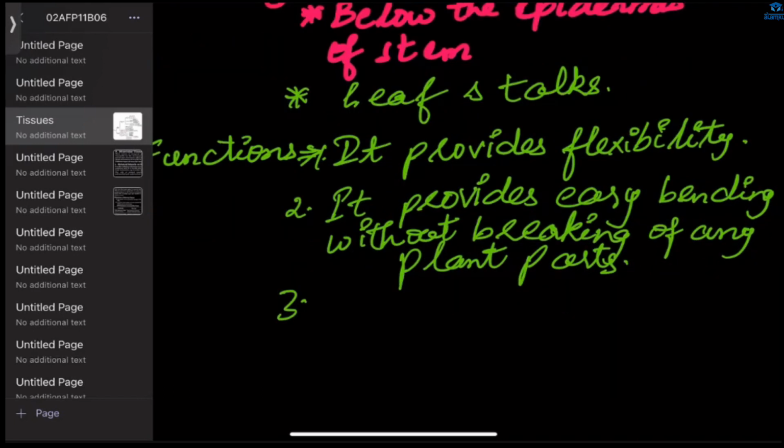Okay. Any other function? Ma'am, they also provide mechanical support. Yeah, that mechanical support is included in flexibility only. Ma'am, turgidity and rigidity? Turgidity and rigidity are provided by sclerenchymatous cells, not collenchyma.